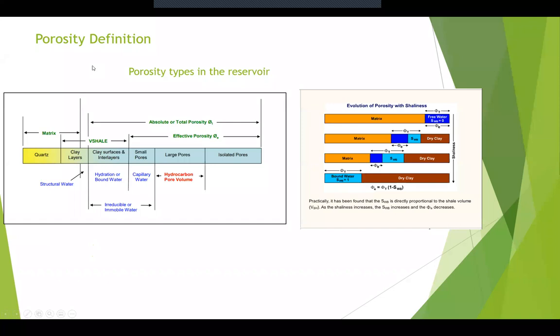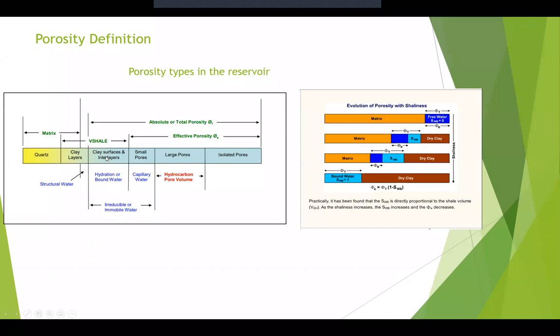Now we will come to the porosity types. By the way, this is a very, very important sketch or diagram. You need to understand it very well, because sometimes people mix it up or get confused about this concept. To understand the porosity types, in this diagram we assume that we have a reservoir rock, or a rock cube. In this rock we have the matrix, which includes quartz and clay layers. The clay itself has water built in structurally, so we call it structural water. We also have some water connected to the surface of the clay, which we call bound water.